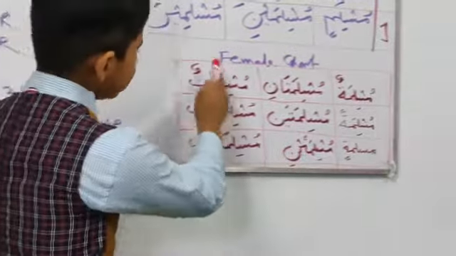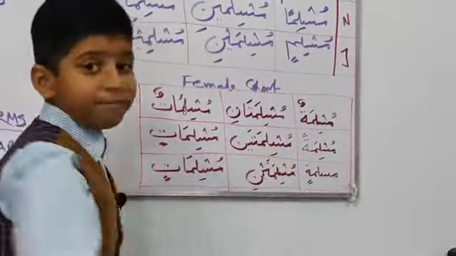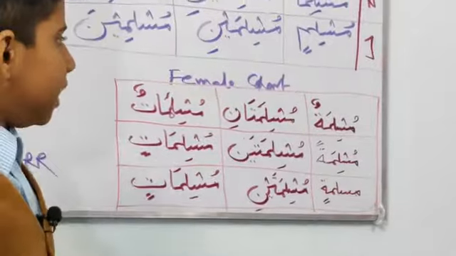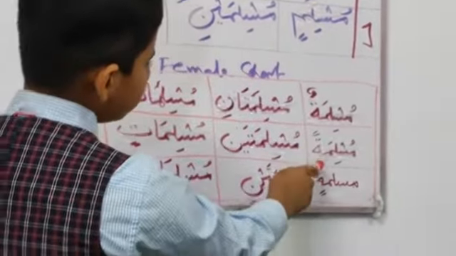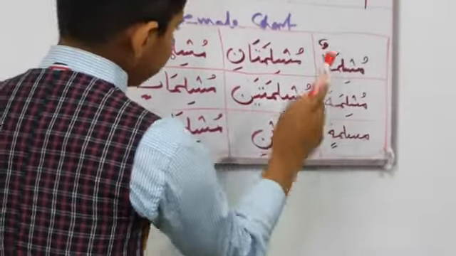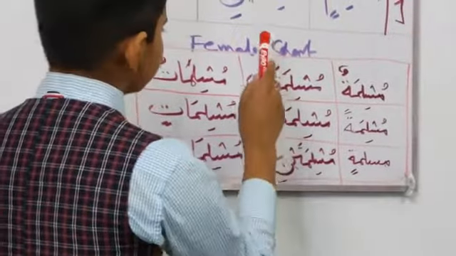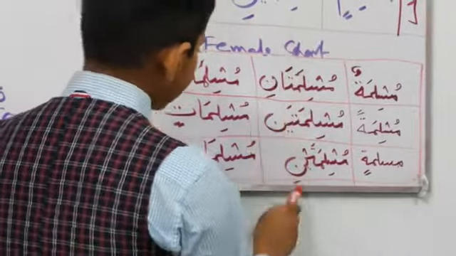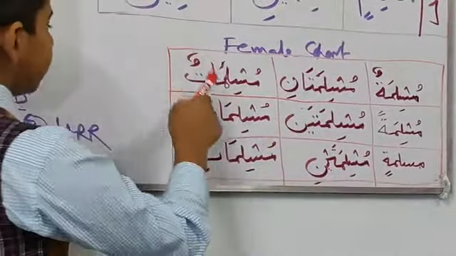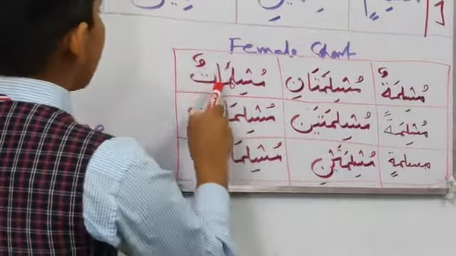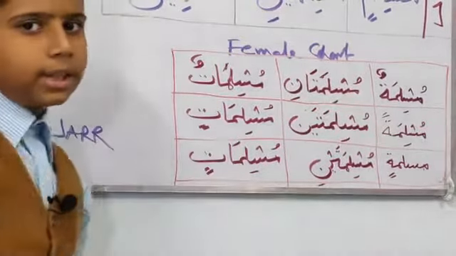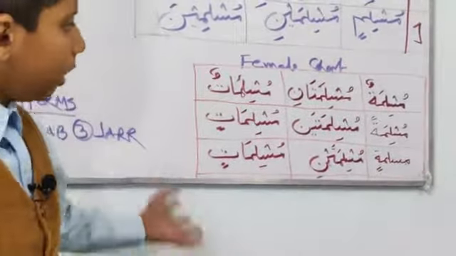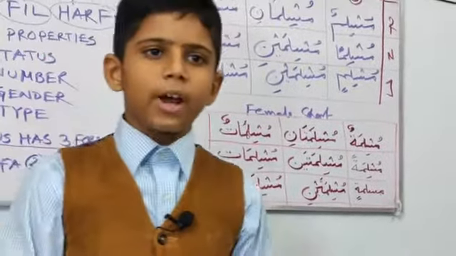And then we got the next chart, which is the female chart. I'll walk you through it. Muslimatun, Muslimatan, Muslimatin, Muslimatane, Muslimataine, Muslimataine, and the last one, the plural chart, Muslimatun, Muslimatin, Muslimatin. So that's it for the Muslimun charts. I hope you guys memorize it.